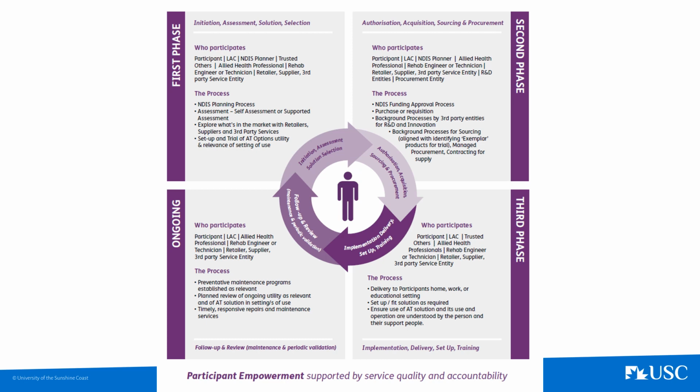This model here looks a lot like the one we've just seen on the page before. This is actually the NDIS's explanation of how we use assistive technology, which is divided into an initiation, assessment, solution, selection, which is pretty much almost all of the model before, even though it looks similar. And then there's the authorization, the acquiring, the sourcing, and then actually implementing, delivering, training, and then following up and review. So the really encouraging thing here is that the NDIS, with their adapted model that you see on this page here, is acknowledging how assistive technology is not just a one-step process and it's ongoing.